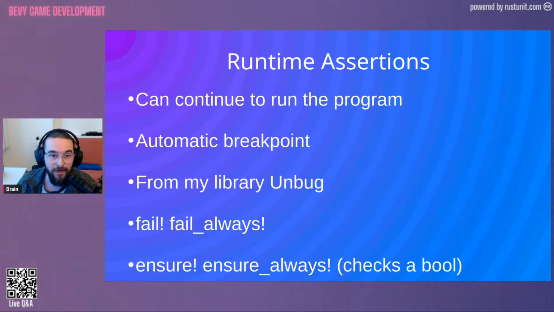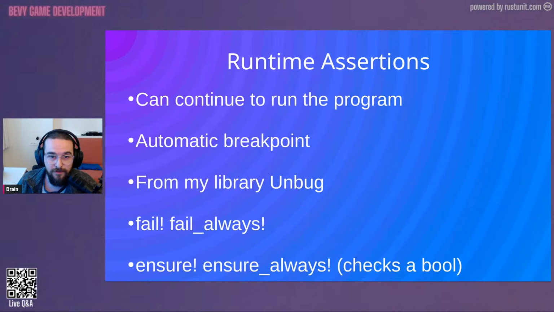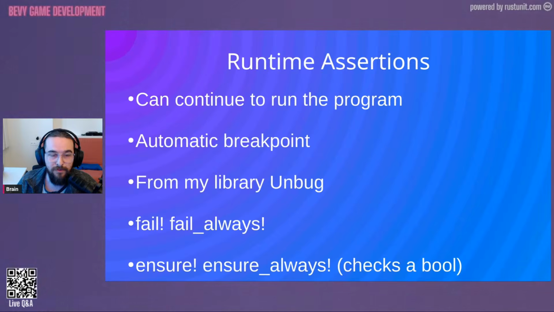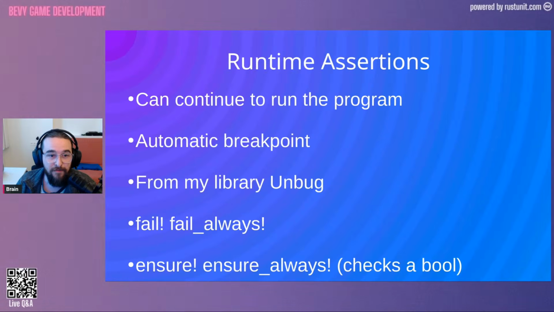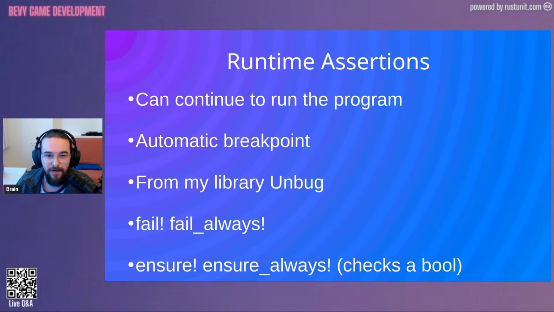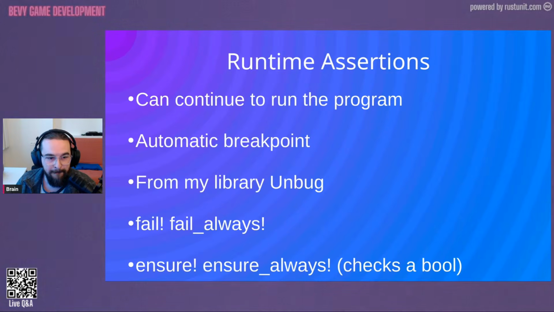I created the library Unbug for this purpose in Rust. It adds a few macros. There's fail, which will immediately break, and then the ensure variants, which halt when a Boolean is false. In contrast to Bevy's logging, I inverted the naming scheme to have the always suffixes on purpose. This is similar to the way that assertions work in Unreal. In games, you generally don't want the same error to be logged every frame. You end up with unnecessary log spam that way.